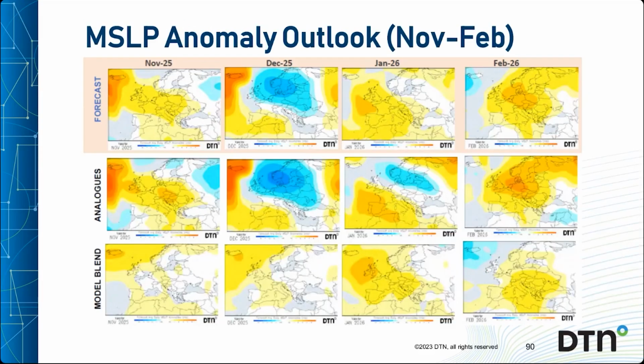Looking at the forecast pressure patterns, our forecast has a low pressure track from the UK to southern Scandinavia in December, more high pressure over Western Europe in January with a trough across the northeast, before in February high pressure becomes centered more over north central Europe. This is similar to the analogues for winter and not too much different to the ECMWF model.